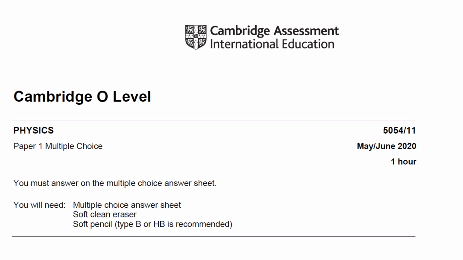Hello and welcome. This is Cambridge O-Level Physics paper number 1, multiple choice. The subject code is 5054. This is the May-June 2020 exam, and this is variant 1 for this exam.